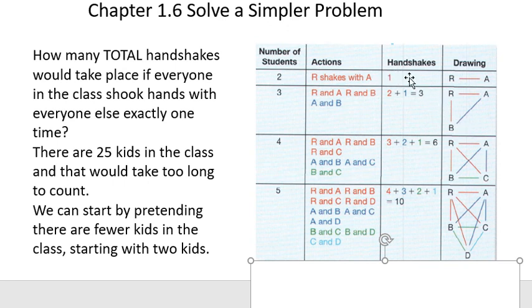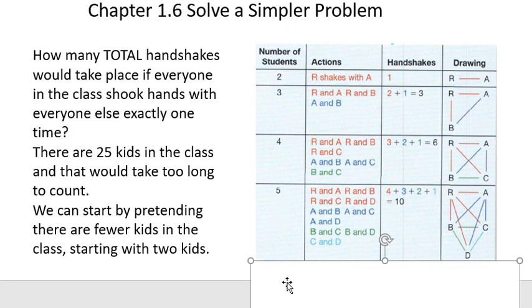Here we have just 1. Here we have 2 plus 1. Here we have 3 plus 2 plus 1. Here we have 4 plus 3 plus 2 plus 1. And we can start seeing a pattern here. So the first number is always 1 less than our number of students. If we have 2 students, we start with 1. If we have 3 students, we start with 2. If we have 4 students, we start with 3. If we have 5 students, we start with 4.